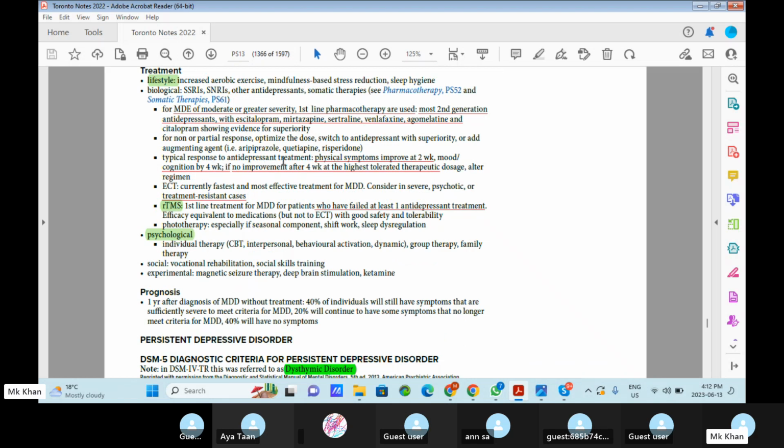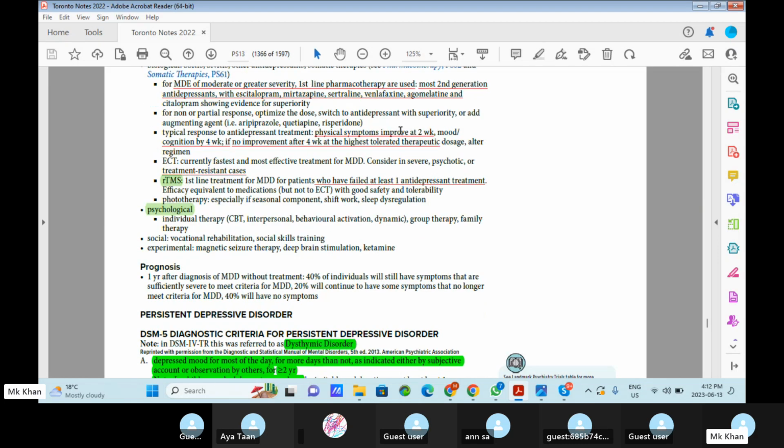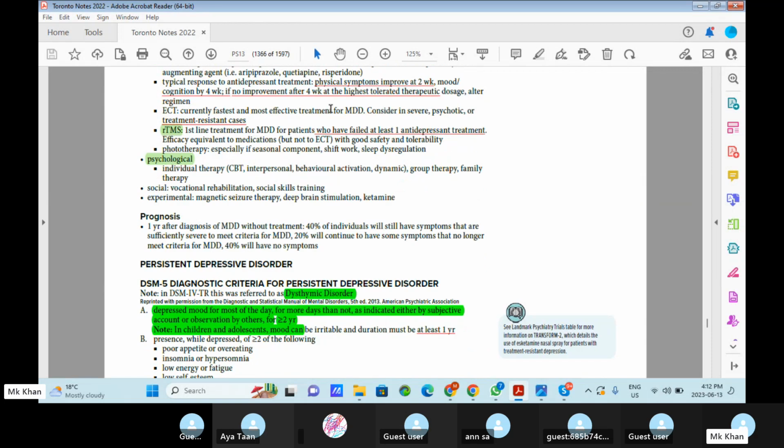And typical response to antidepressant treatment: physical symptoms improve by 2 weeks, and then mood and cognition by 4 weeks. If no improvement after 4 weeks at the highest tolerated therapeutic dose, alter the regime. So this is basically the criteria. If the patient is coming after just starting the antidepressants and she's saying I'm not having any improvement, this is important because the improvement happens after 2 weeks, and then mood and cognition by 4 weeks. And if there is no response after 4 weeks, then switch to another regime.